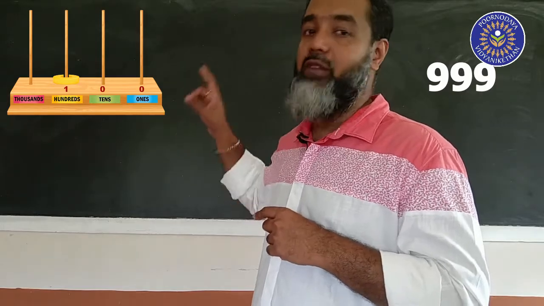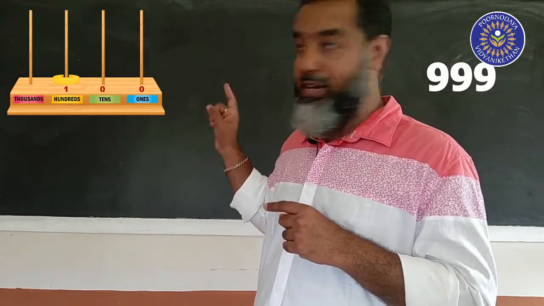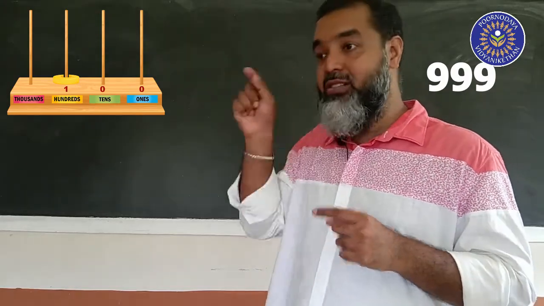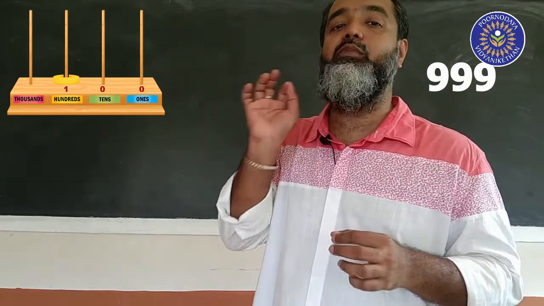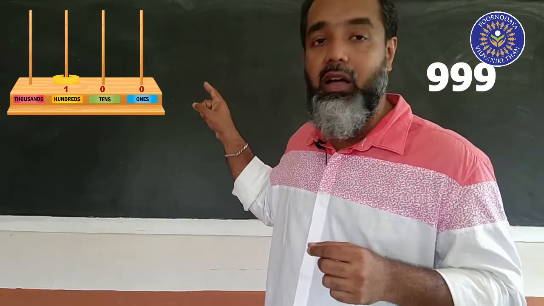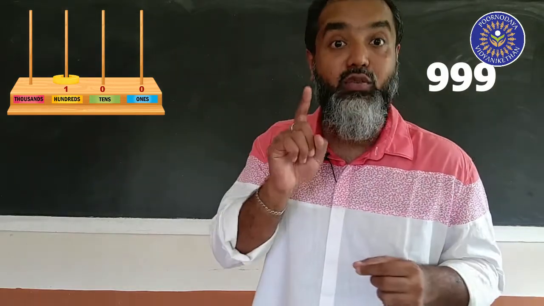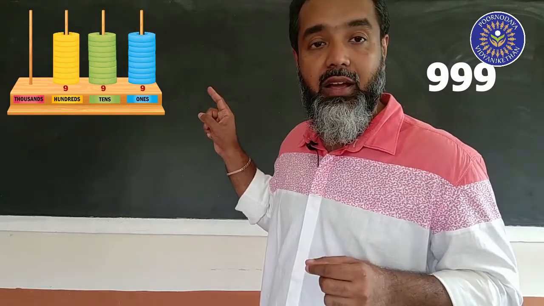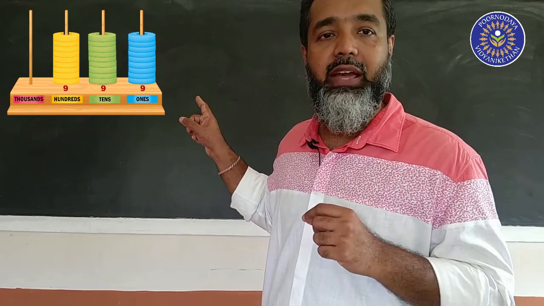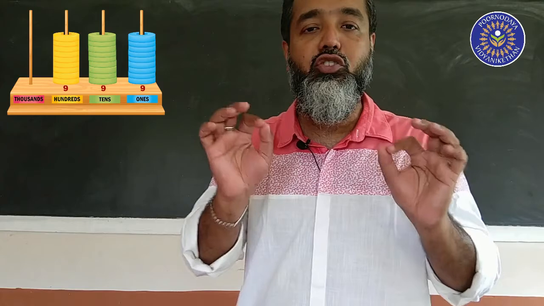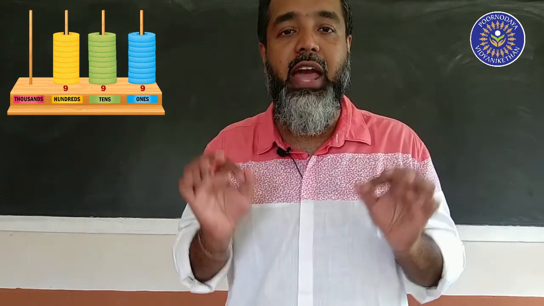Here you have just still 100. Now, if you wanted to add 900, that means 9 times 100, you will have to add 9 rings in the hundreds place. Now we already have 1 ring. Balance, you have to add 8 more rings. So you will get 999. That is called 999.